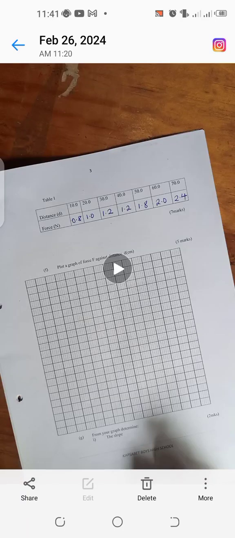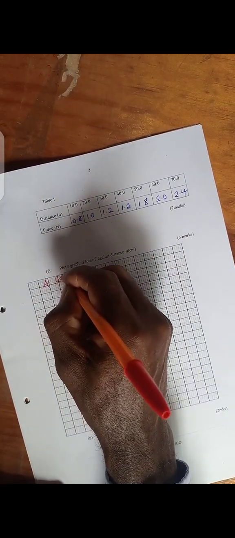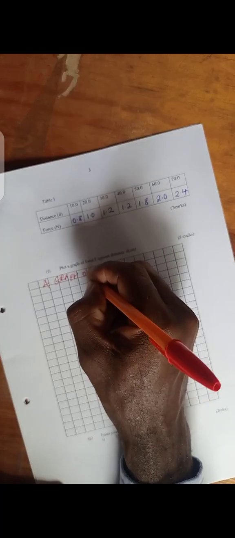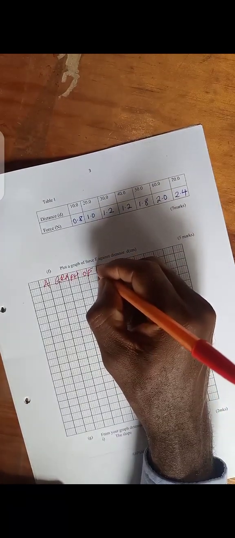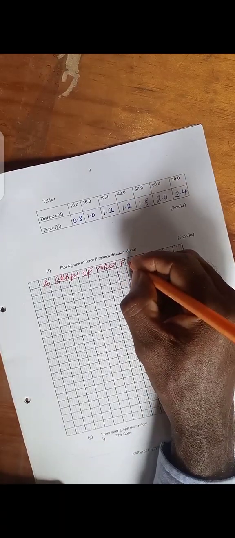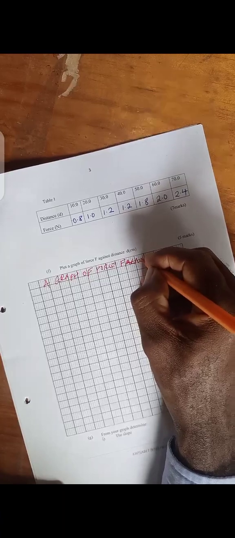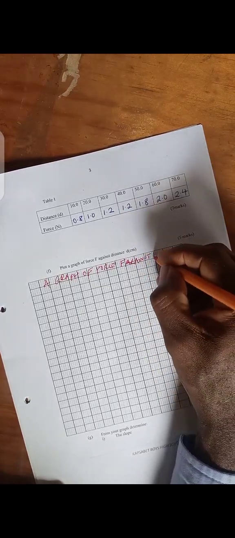Welcome to physics class. Today we are going to learn how to plot a graph. As you can see, a graph of force F against distance D in centimeters. So the first thing you have to do is to write the heading of the graph. That is a graph of force F against distance D in centimeters.